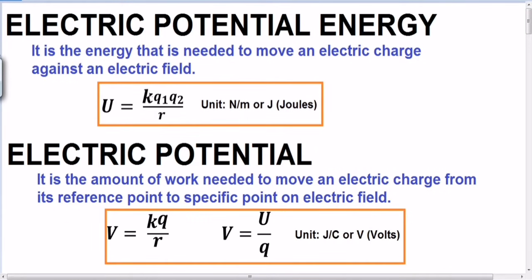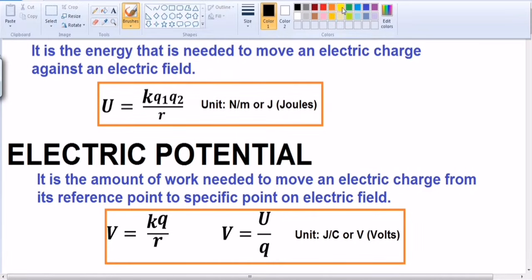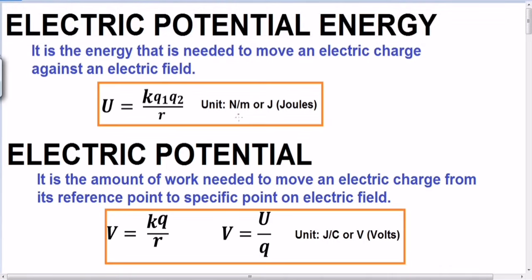So, yung K dyan is the Coulomb's constant. Yung Q1, Q2 are the given charges na naka-coulombs. And then, yung R dyan is the distance that is measured in meters. Okay? And then, ang unit ng electric potential energy is Newton meter or joules. Okay? And then, ang electric potential, ang formula na pwede nyo gamitin is V is equal to KQ over R.